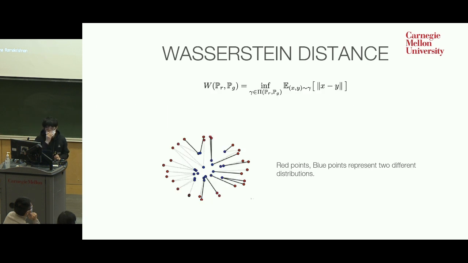Sounds good? So mathematically speaking, we are having this terrible equation here, where you can see the pi, P_r and P_g here. It means the joint distribution of the real data points and the generated data points. And the gamma is one of the realizations of this joint distribution. So we sample one gamma here. And from this gamma, we could have x and y, which is sampled from this gamma distribution.